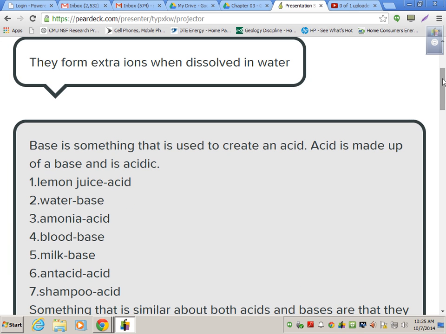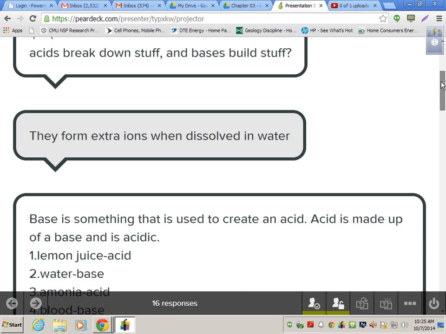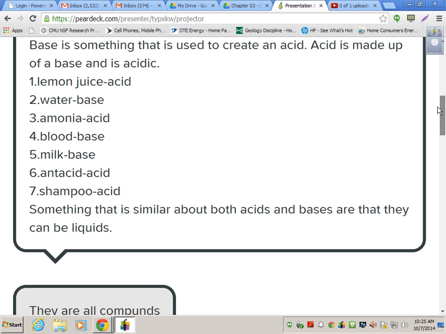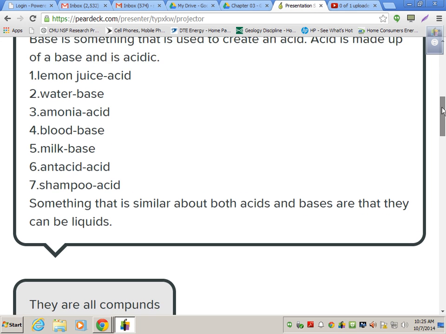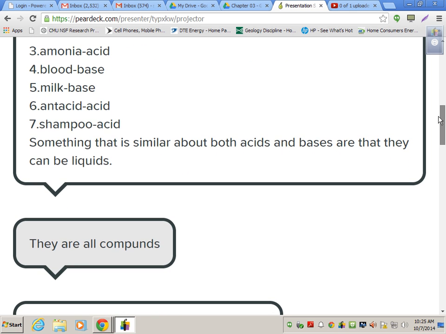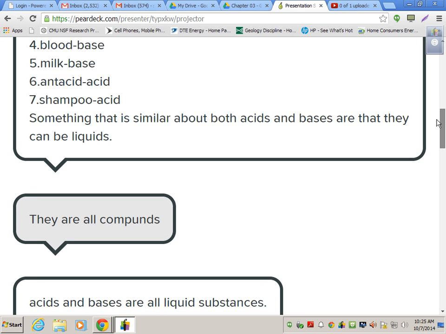They form extra ions when dissolved in water. That is true. They do both have that in common. Yep, you listed the different types. So lemon juice is acidic. Water is actually neutral. It's neither. That's a trick question. Ammonia is acidic. No, ammonia is basic. Blood is slightly basic, 7.4.